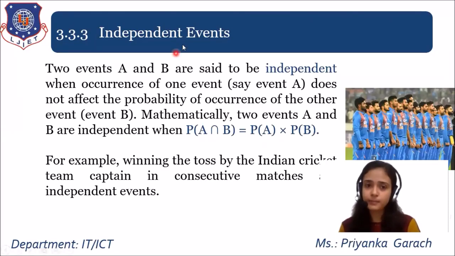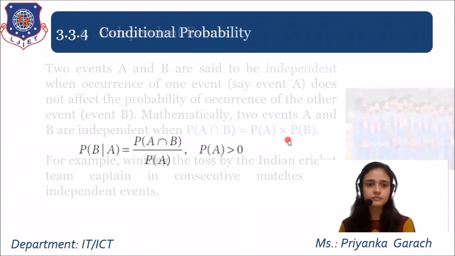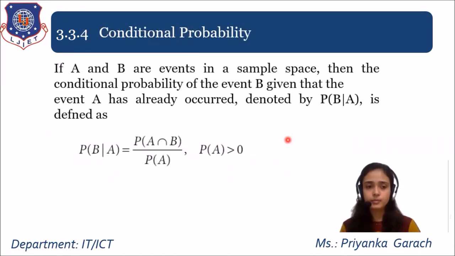So let's go back to the independent event. The best example of an independent event is the Indian cricket team captain winning the toss in 2 consecutive matches, because tossing a coin is not related to each other. So these two events are not related to each other. At that time, the probability of A intersection B will be the multiplication of the probabilities of the two individual events.